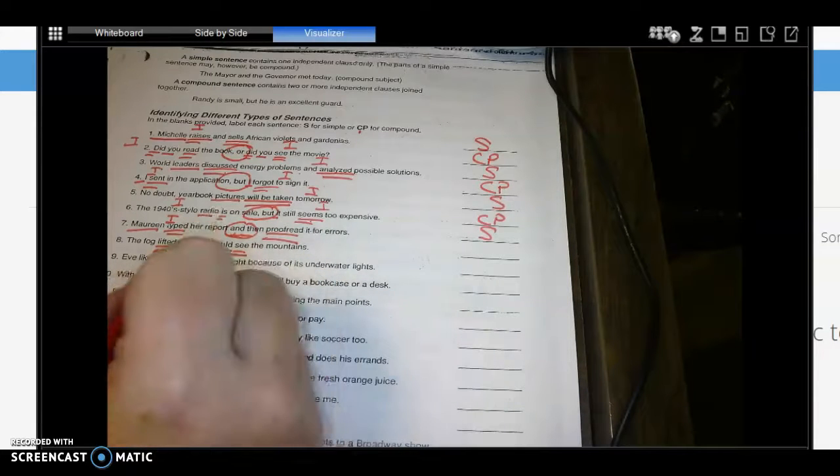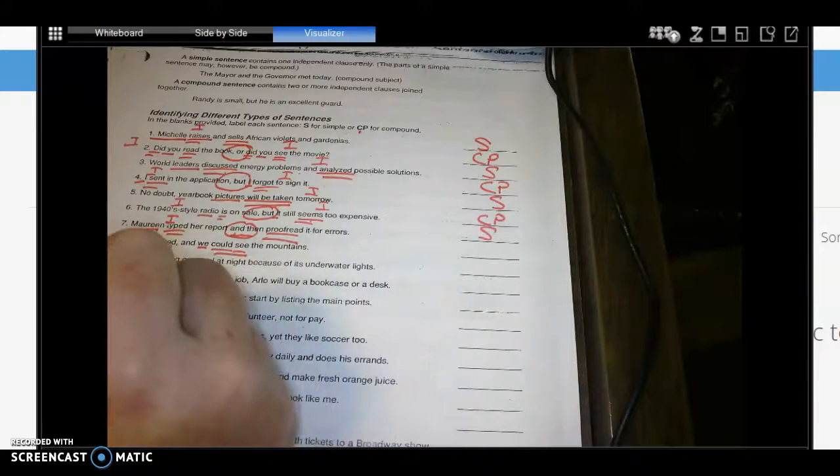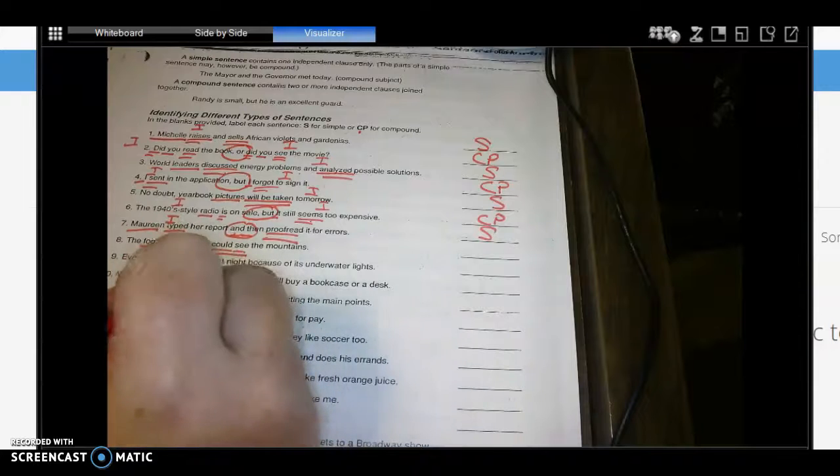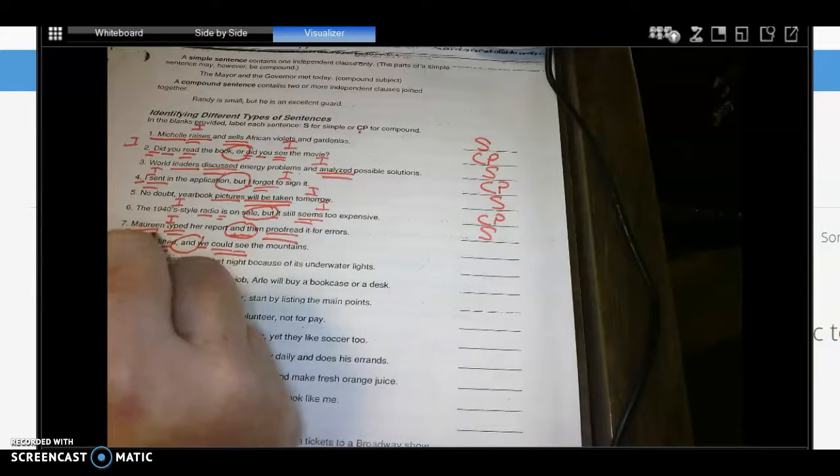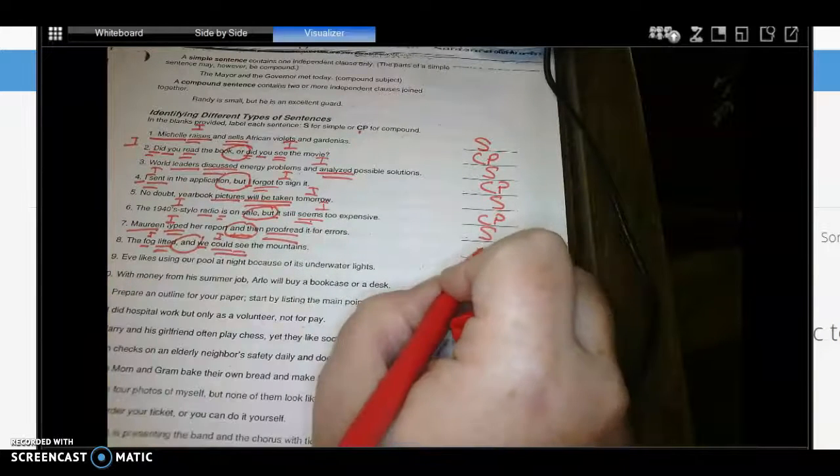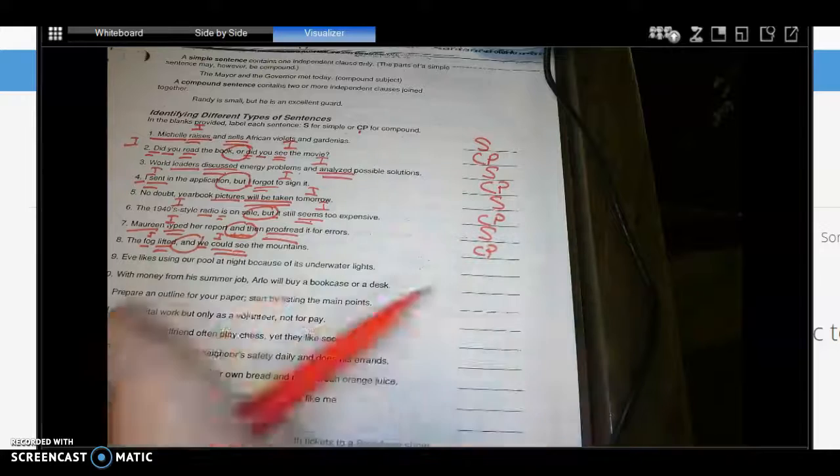All right, we should have lifted and could see. That's my verb there. Who could see? We. What lifted? The fog. Notice that I have a comma and a conjunction. I have independent here and independent here. So this one is compound.